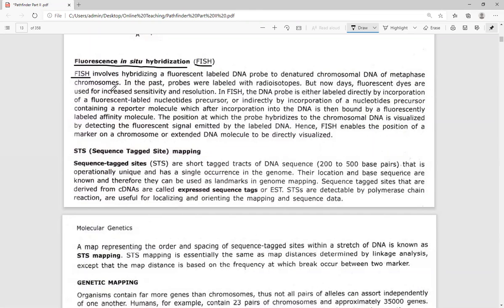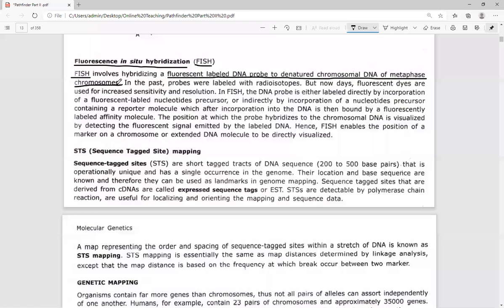What do we call this technique? Fluorescence in situ hybridization. In this, the fluorescence tags will be there, and this fluorescent tag is going to be marked at a particular region in the chromosomes, and these fluorescence labeled DNA probes will mark this particular tag. It involves hybridizing a fluorescence labeled DNA probe to denatured chromosomal DNA at the metaphasic chromosome. At the metaphasic chromosomes, the DNA probes are going to be bound.